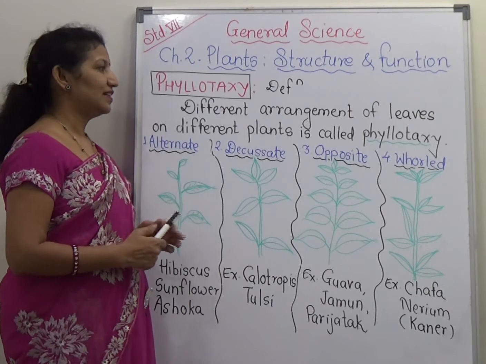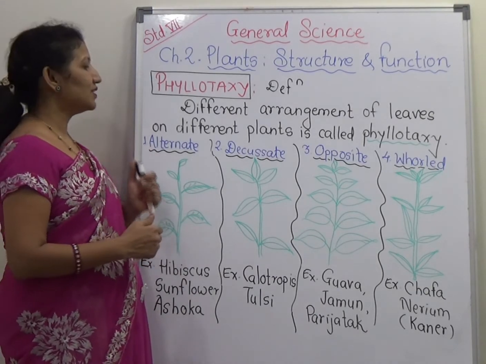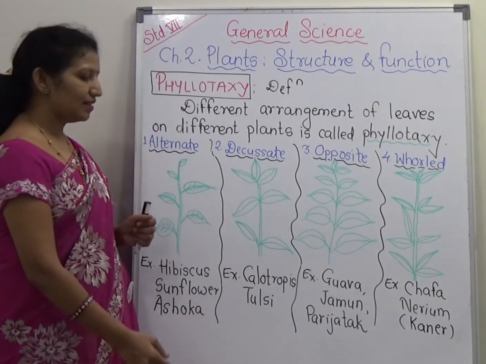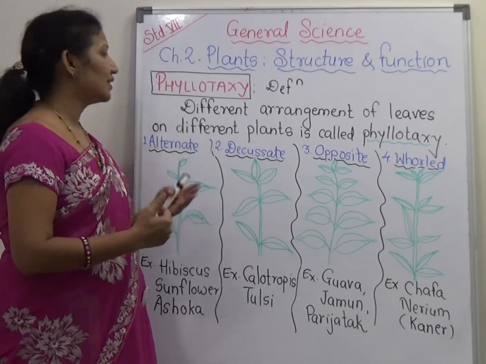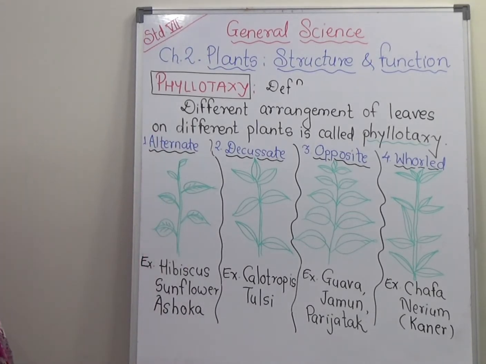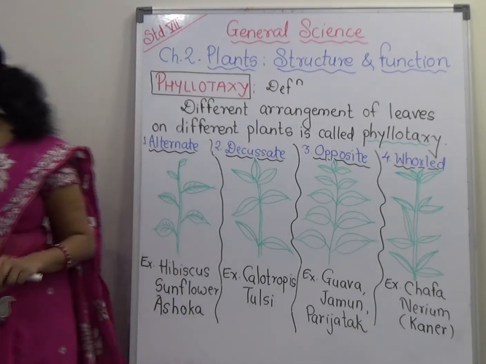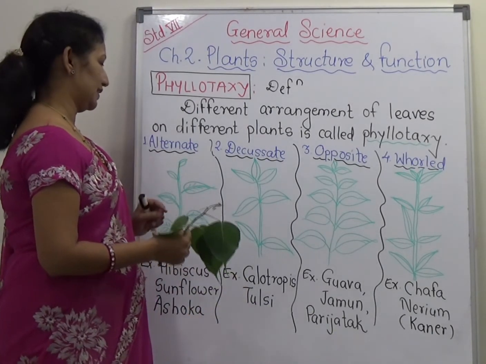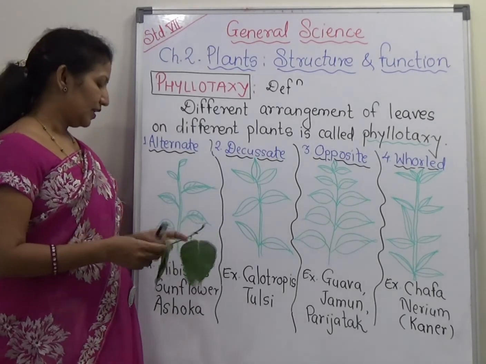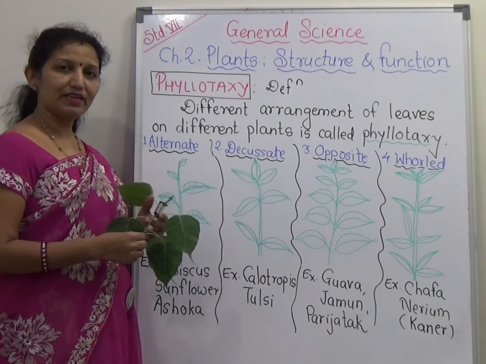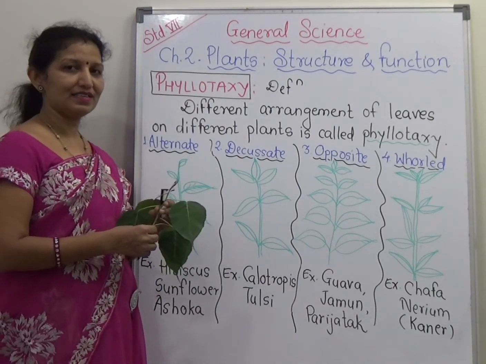It is very simple. Different arrangement of leaves on different plants is called phyllotaxy. For example, what is the type of arrangement? It shows the different types of phyllotaxy. Now, the first type of phyllotaxy is the alternate phyllotaxy. In that first type, the example is hibiscus, sunflower, peepal leaf, ashoka leaves. All these are the examples of alternate phyllotaxy.